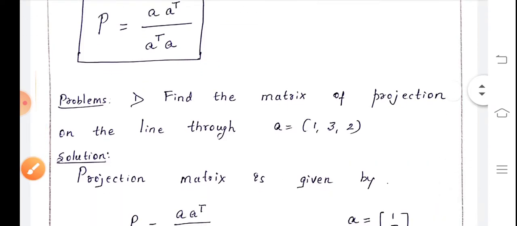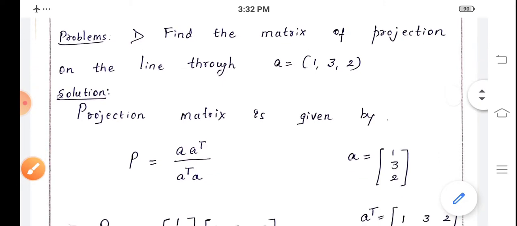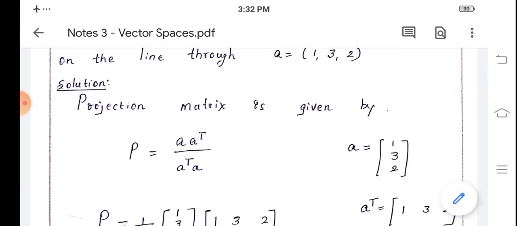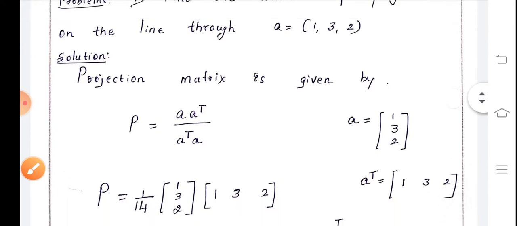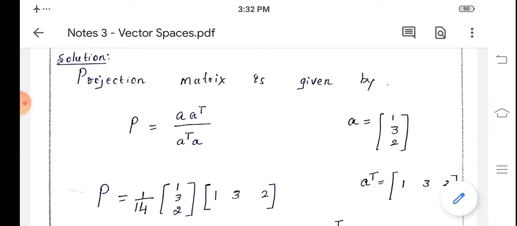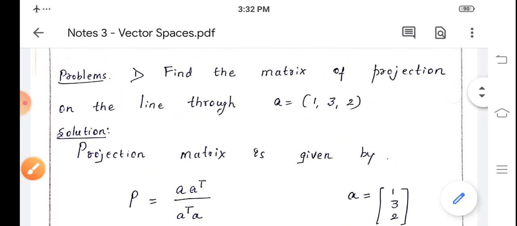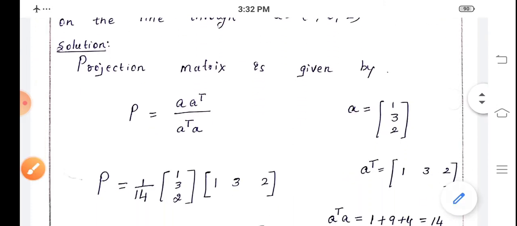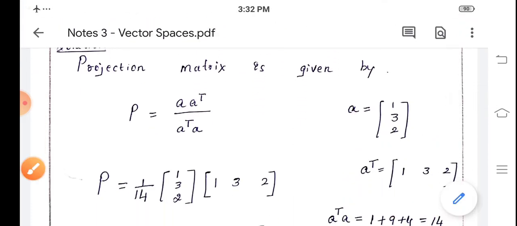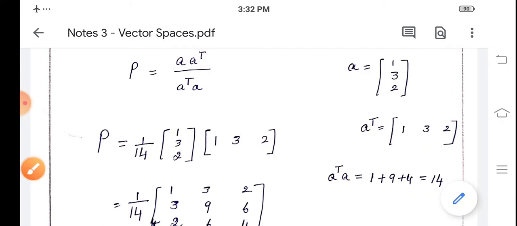Let us work out problems on matrix of projection. Question number 1 is find the matrix of projection on the line through A is equal to 1, 3, 2. So this is a given vector. Now here we find the projection matrix using the formula P is equal to A into A transpose divided by A transpose A. Since the given vector is A is equal to 1, 3, 2, we write it as column vector 1, 3, 2. Then A transpose will be row vector 1, 3, 2.